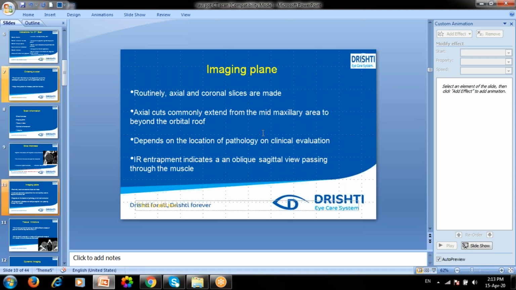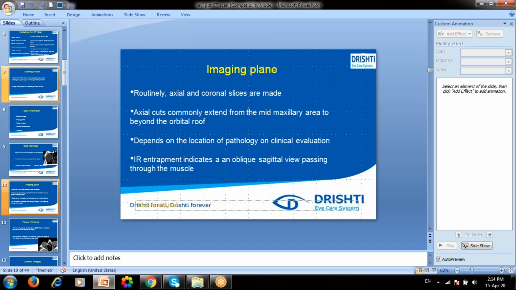So, imaging plane. I have already discussed the axial, coronal, and sagittal views. Each of these scans has different characters, so by seeing only one scan, we should not make the diagnosis. All three scans have to be seen. Sometimes a mass is visible in one scan but not visible in the other two scans. So we should not make the final diagnosis by seeing only one scan. All these three scans have to be seen.